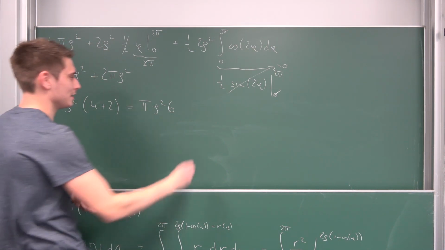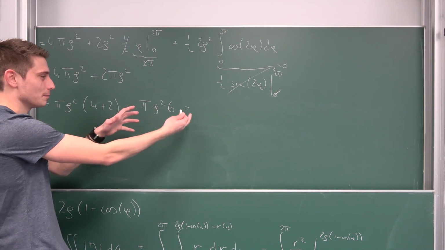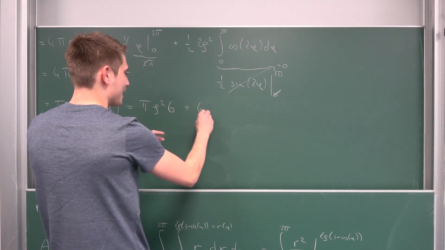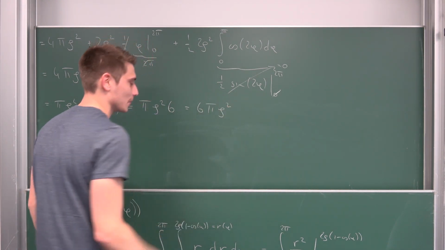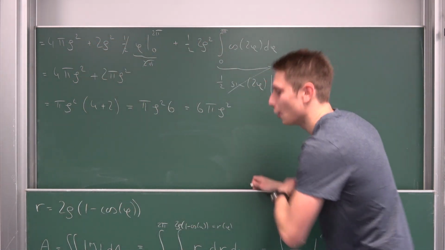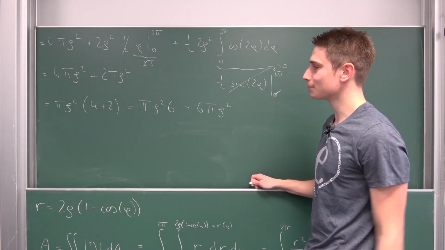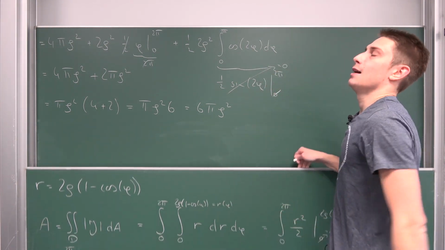Oh no, never do this. Never put the number to the back. It doesn't look aesthetic. It just doesn't. So this is 6 times pi times rho squared. And this is the area of our cardioid curve. Yes, exactly. And then we're done.